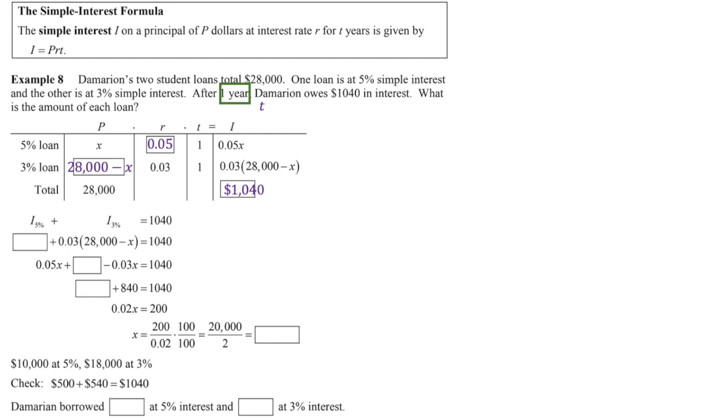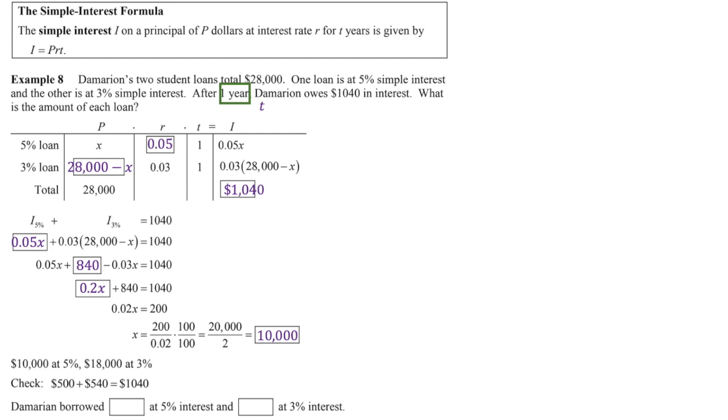So the interest of the 5% loan plus the interest of the 3% loan has to equal 1,040. We'll go ahead and distribute our 3/100ths so that we have 5/100ths x plus 840 minus 3/100ths x equals 1040. Combine like terms, subtract 840 from both sides, and when we divide by 2/100ths, we have 2,000 divided by 2, or just 10,000.